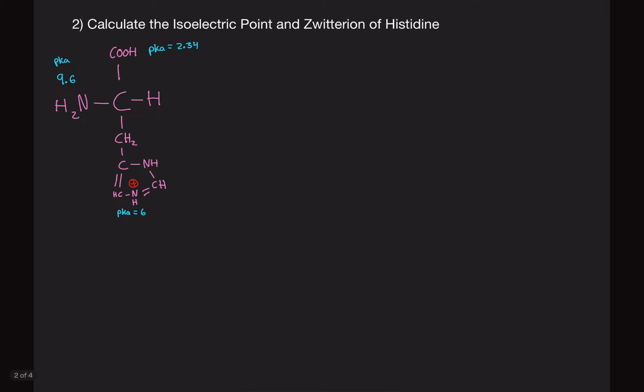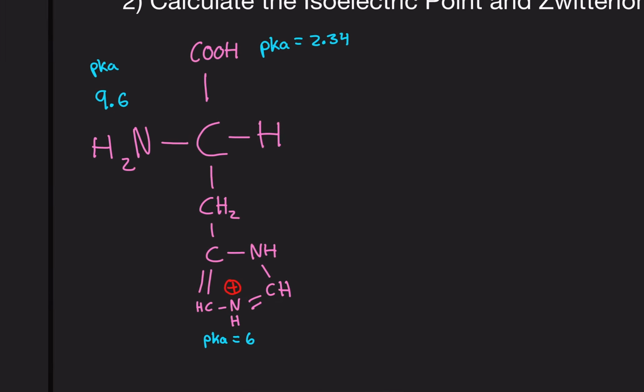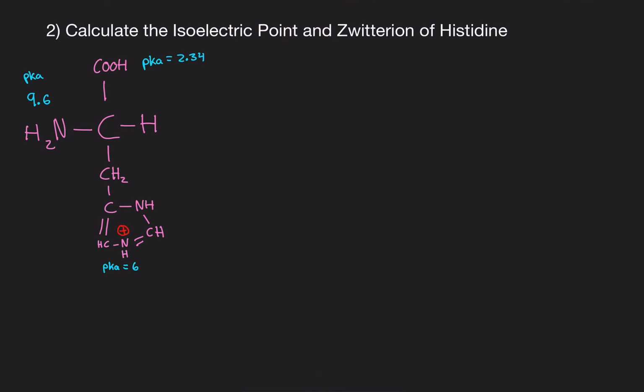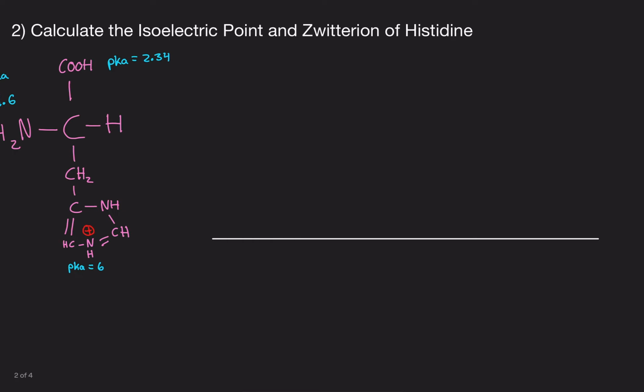Let's do something more difficult now. Histidine. Histidine now has 3 pKa values. We have our usual carboxylic acid, we have that amino group, but now we have an NH group here with a pKa of 6. So how do we do this? We're going to use the exact same method we just did. Nothing different. Make the line.